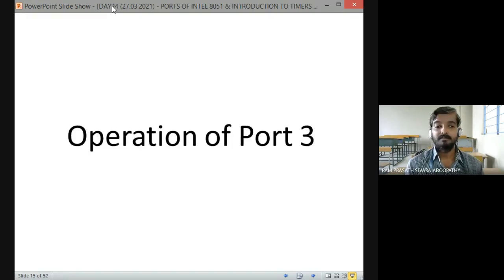Any idea? Regarding port 0 and port 2, the entire port is going to function as address and data lines. Port 2 carries the higher order address, and port 0 carries the multiplexed lower order address and data. What about the operation of port 3? The alternate operation of port 3. Yes, each pin of port 3 has its own individual alternate function. Yes, very good, very good.